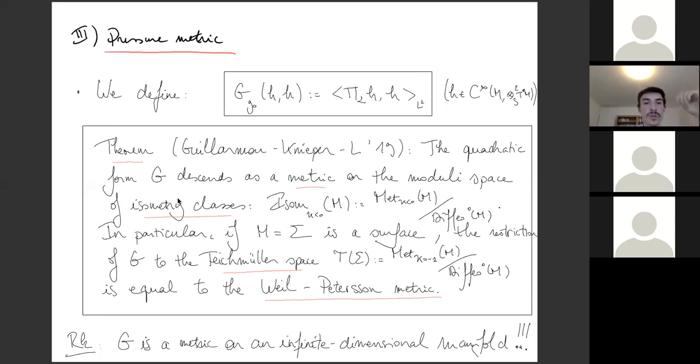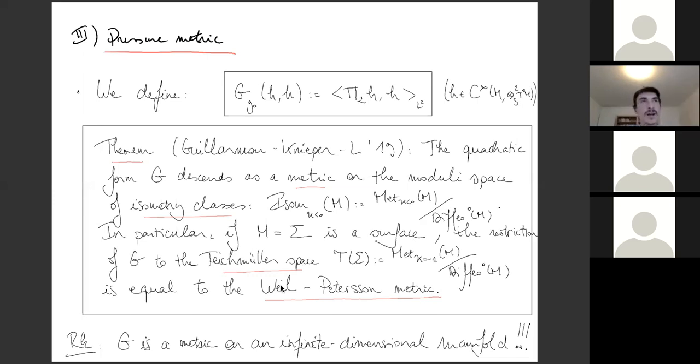But what is very important, and that's what we found in the paper, is that if you consider the case where M is an oriented surface of genus greater than 2, and you restrict the metric G to Teichmüller space, namely hyperbolic metrics that you quotient by the action of the group of diffeomorphisms, then this metric G is actually equal to the Weil-Petersson metric that is well studied by, well, people in geometry.